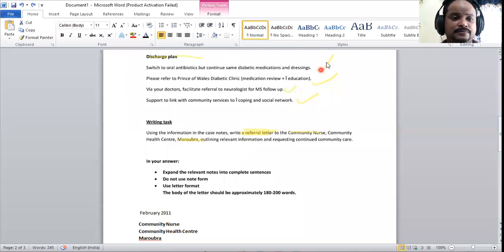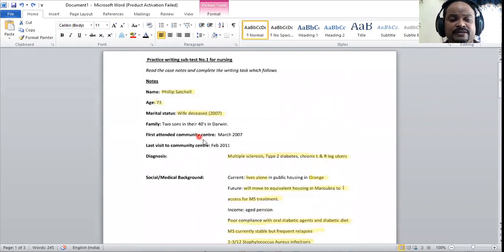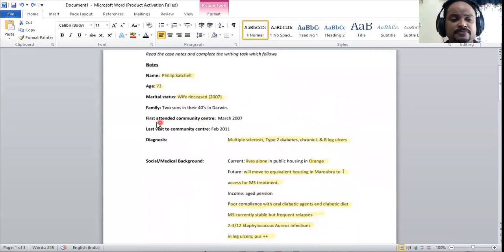This is a referral letter, and this letter is written to a community nurse, Community Health Center, Marlborough. So you are also a community nurse. You can identify that you are also a community nurse because you can see that it's a community center.